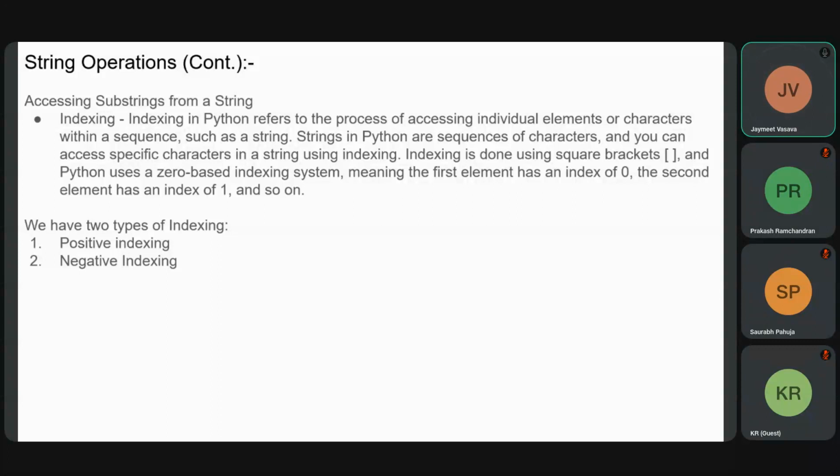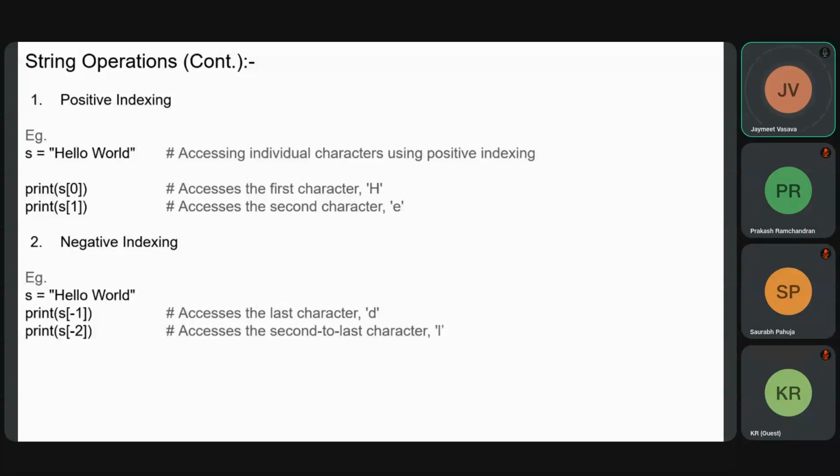So there are two types of indexing, positive indexing and negative indexing. Let's start with positive indexing first. Let's say there is a string called hello world, and we want to access its first element. To access its first element, we'll use a print statement, then the string variable itself, s, and in square brackets use 0, which will print H, a capital H. Similarly for printing the second value within the string, which is e.